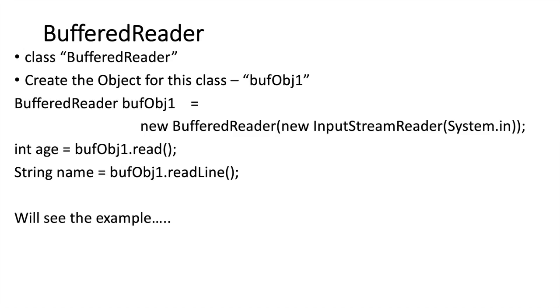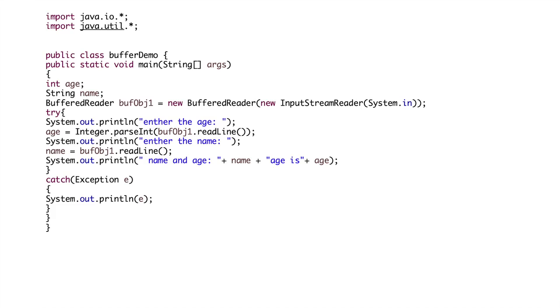So both are possible. The first one shows that you can read the integer, and the second one you can read the string. So both are possible, right? Here we'll see the example. In this particular example, I have given two different variables. One is int age, where age is a variable, and a string variable, that is name.